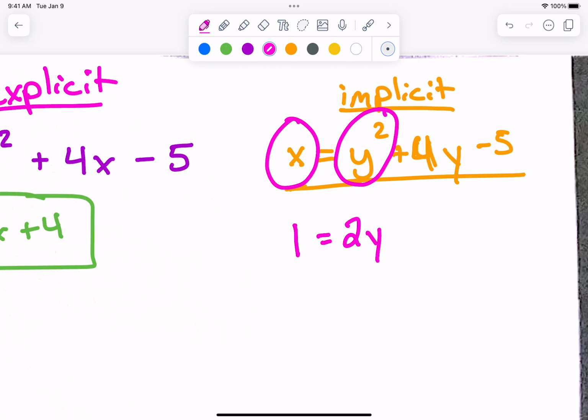Okay? But when you're doing the derivative of y squared, Chase, put it away, like all the way away so you can listen.